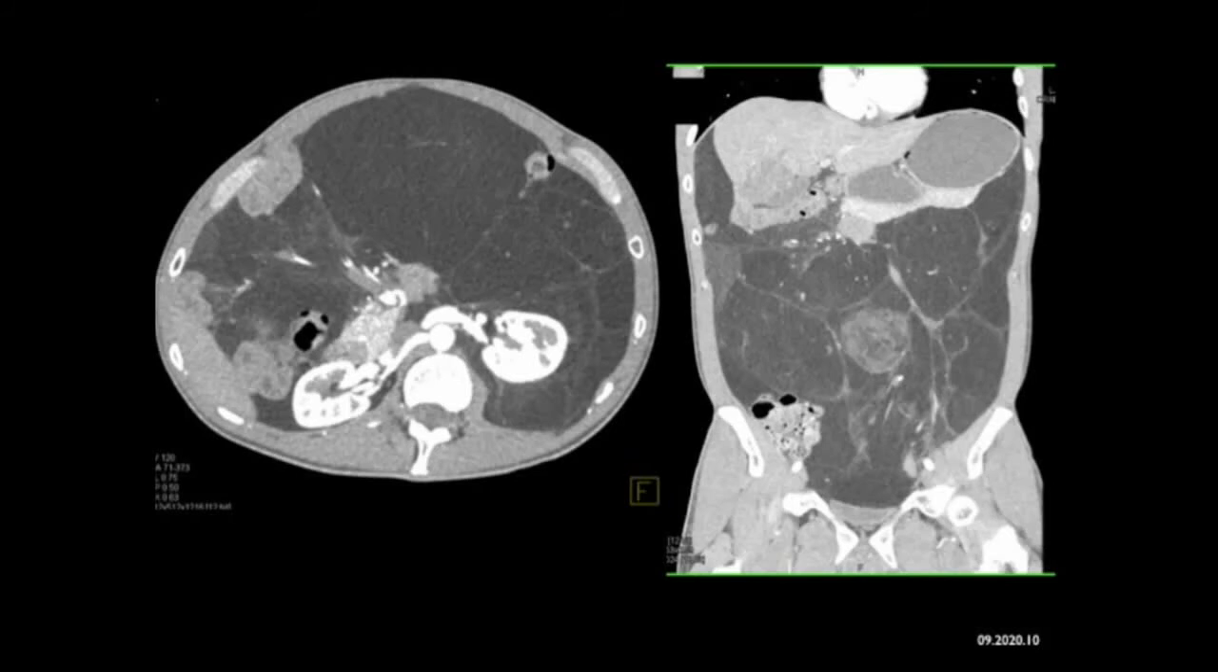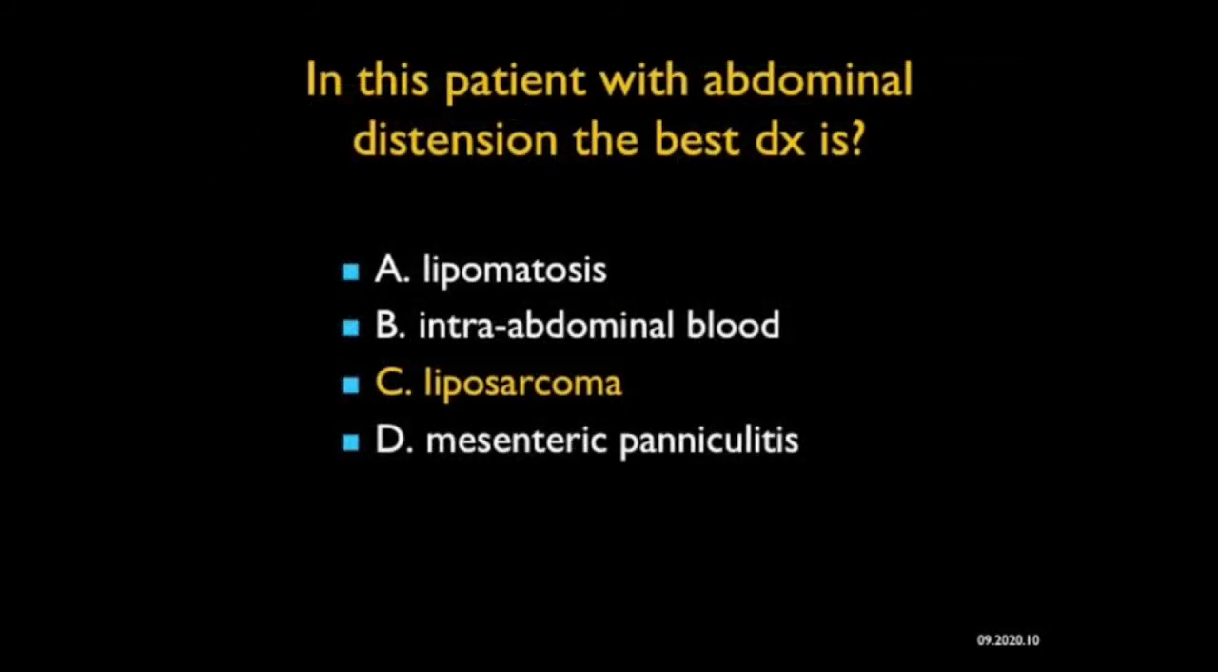Lipomatosis is something we could say patients on steroids, but they don't have this mass effect and it's not as extensive. This is not blood and it's not panniculitis. This is a classic example of a liposarcoma. Liposarcomas are the most common retroperitoneal malignancy. This is a little bit unusual in that it infiltrates the entire abdomen, but that was the diagnosis, liposarcoma.